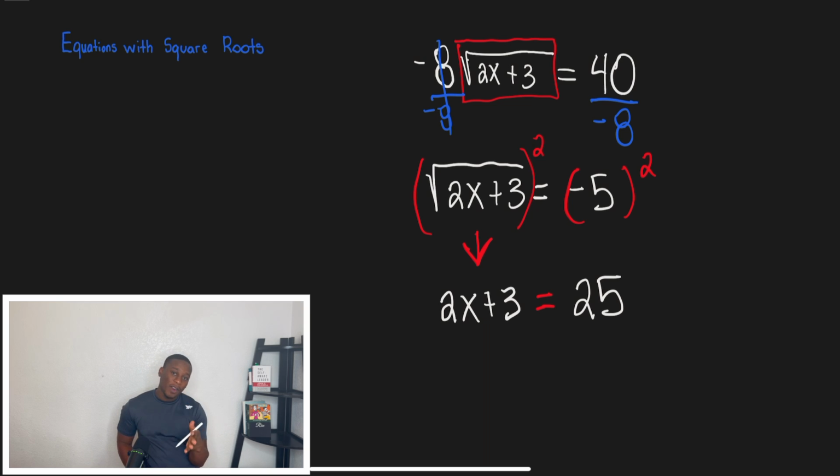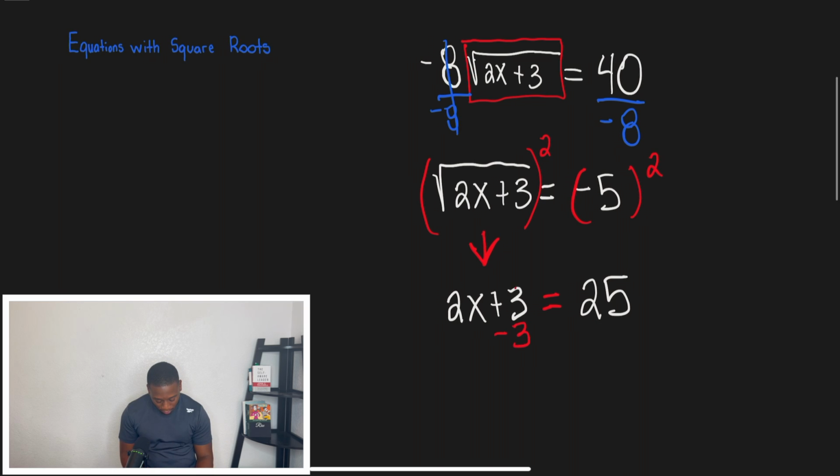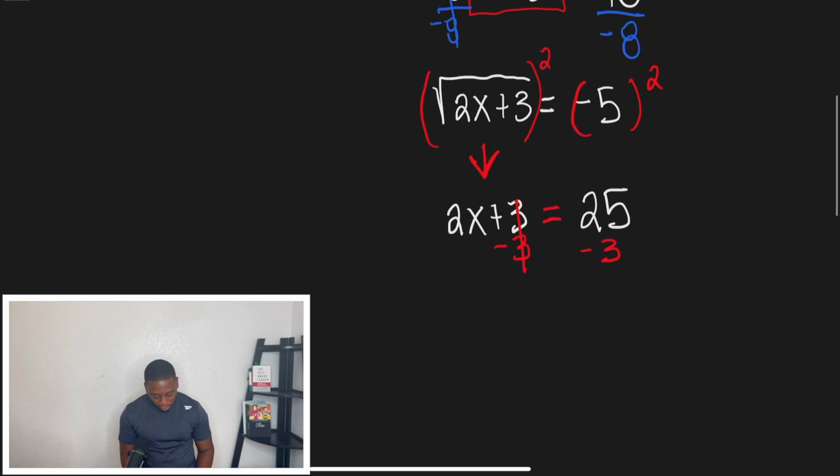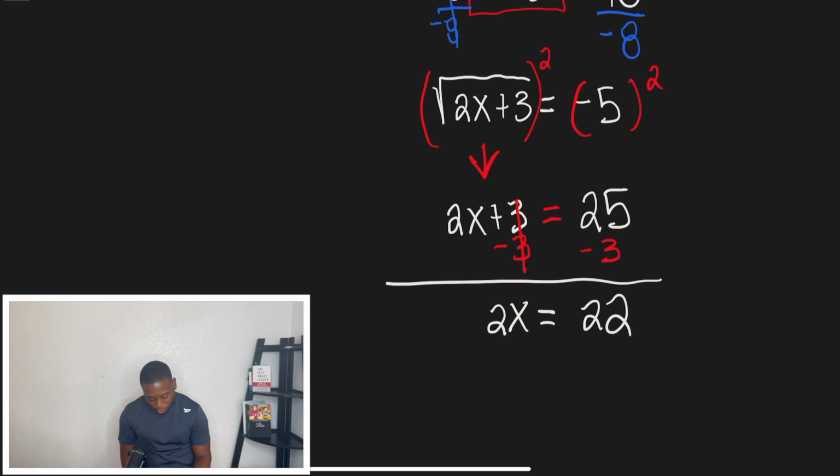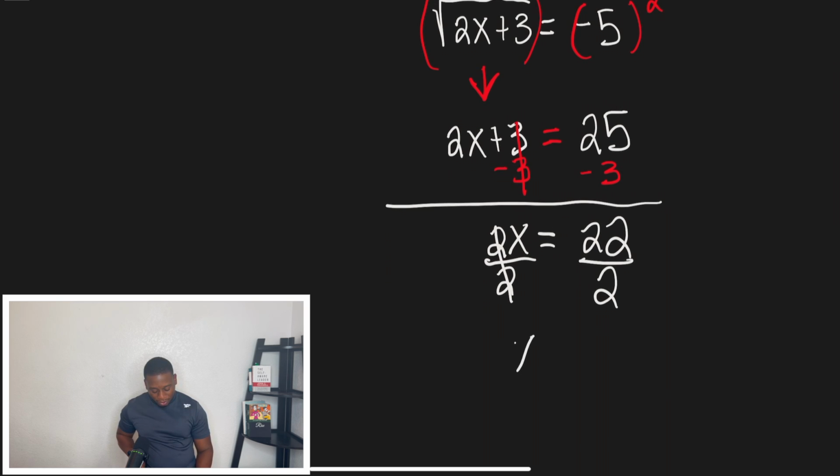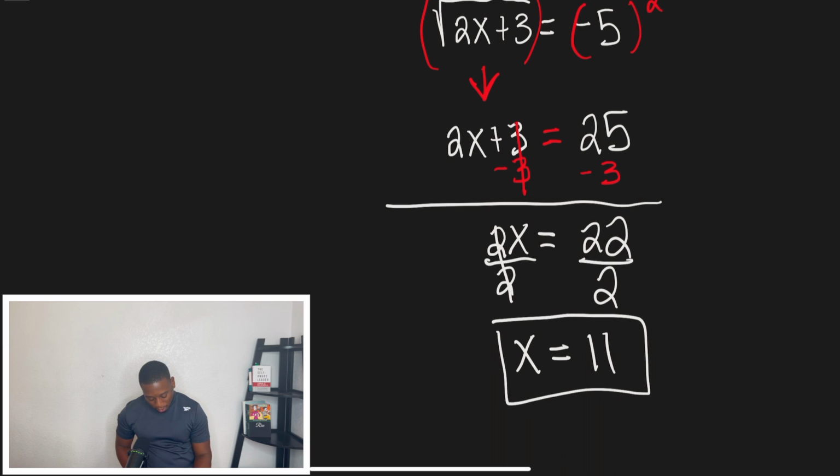But like I was saying, our very last step is going to be solve. So we're going to solve this like a regular equation. And when we solve equations, we always want to isolate the variable. So we want to get x by itself. At this step right here, after I've subtracted 3, we're going to be left with 2x is equal to 22. And you guys already know, last step to get x by itself, we're going to divide by 2. And our final answer for this problem would be x is equal to 11.